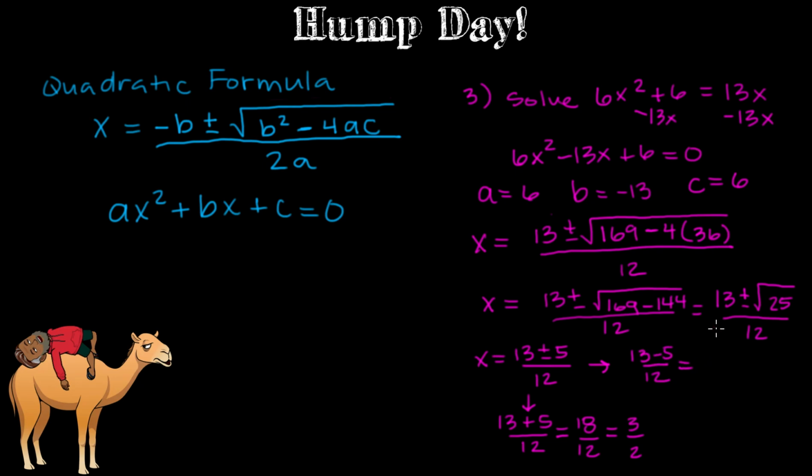And then over here I have a 13 minus 5, which is 8. And we get 8 over 12. Both can be divided by 4. 4 goes into 8 2 times. And 4 goes into 12 3 times. So my two answers are x equals 2/3 and 3/2.